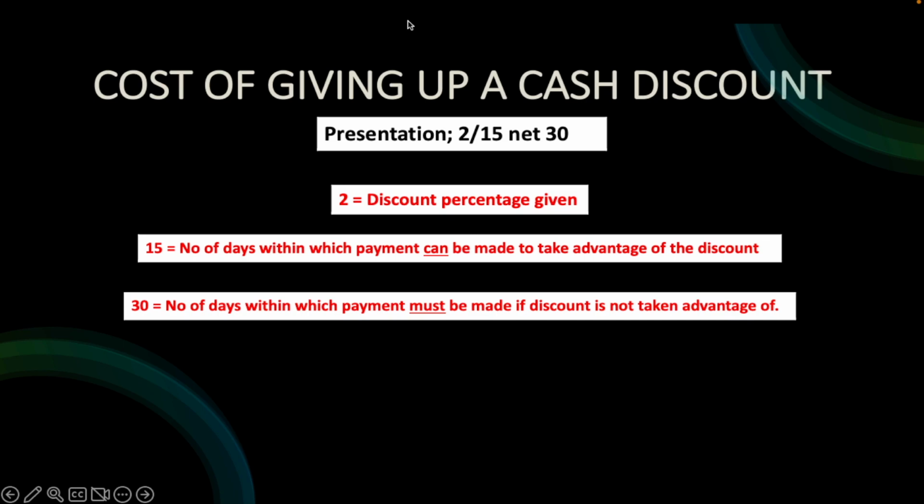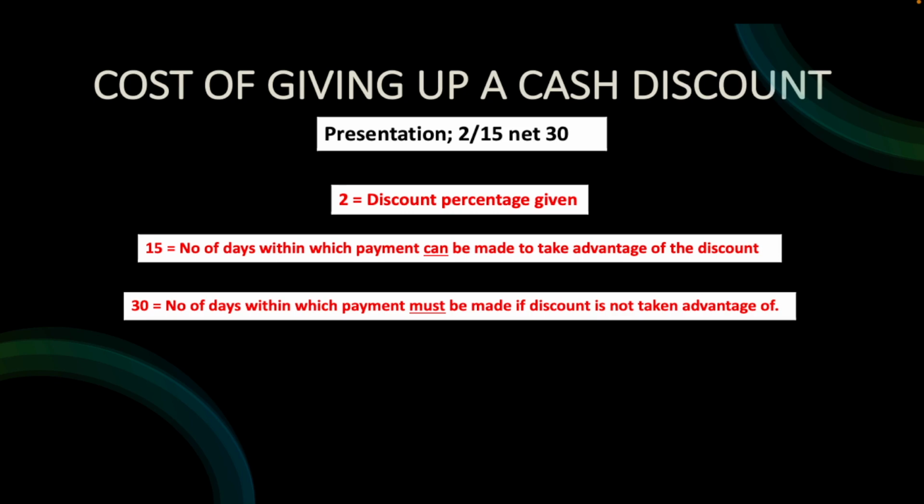And you can see there I highlighted "can" for 15 days, meaning you can make payment within 15 days. It's up to you whether you want to take advantage of the cash discount, and that's why we are calculating it, to see whether it is more advantageous for us to take the cash discount or not. And then for the 30 days, it is a must for us to make payment within 30 days to be in the good books of our suppliers, all right? Because those are the credit terms that you will be given, and that's how it's presented.